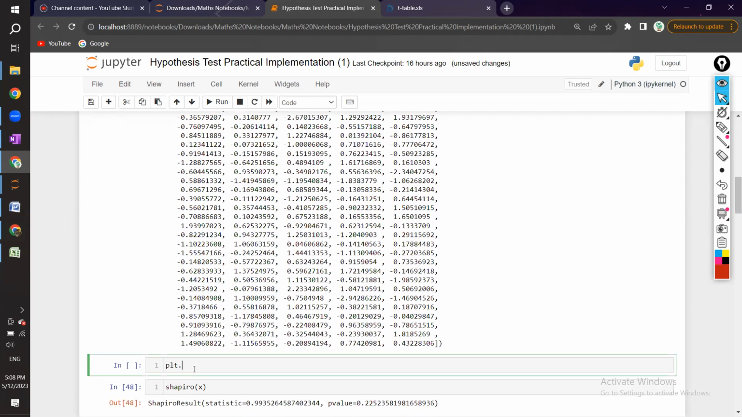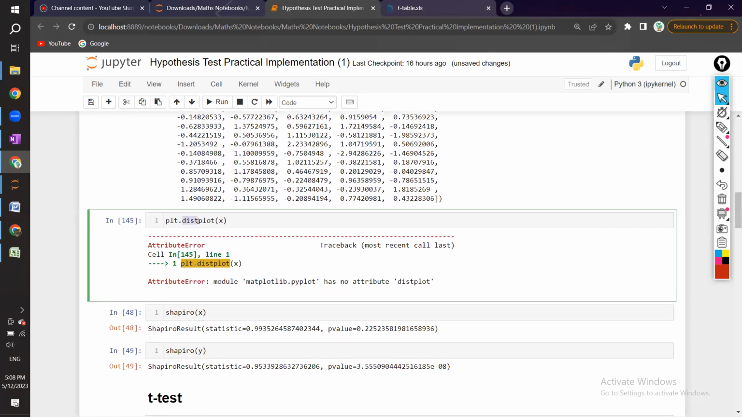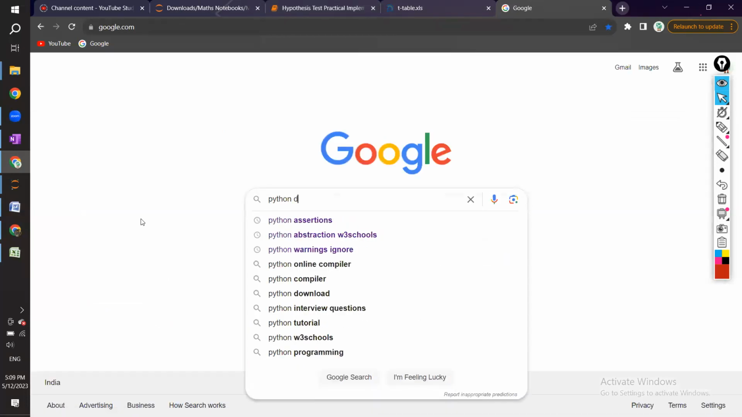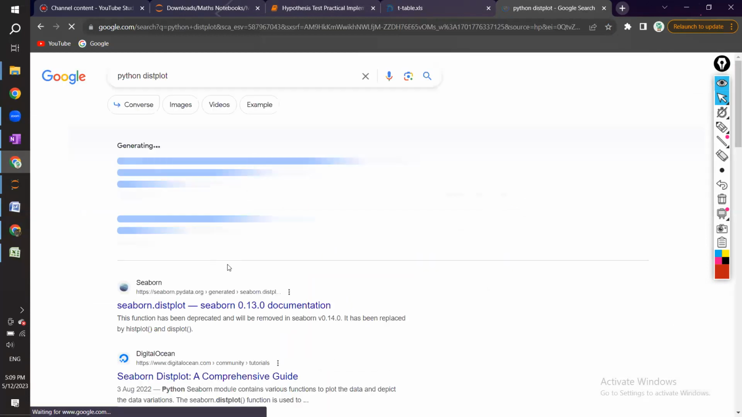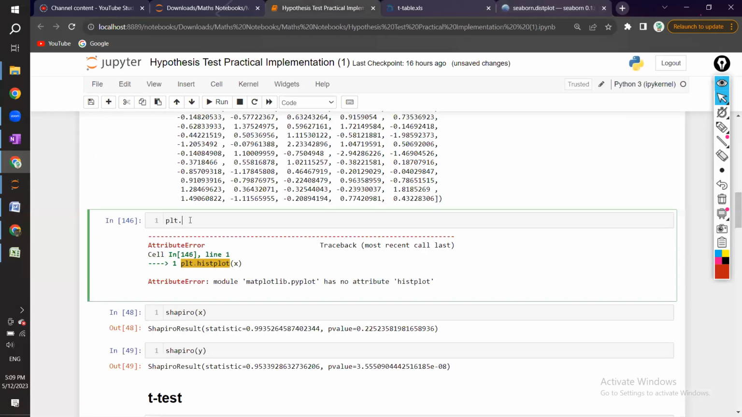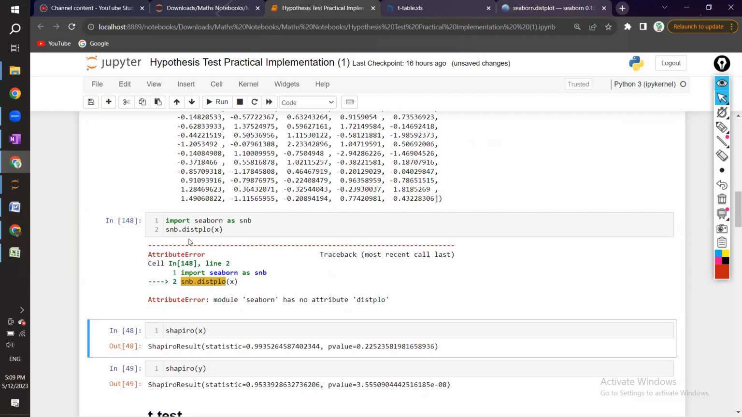How can I plot it? Dist plot, I think. How I plotted this, I forgot. See, sometimes we also forget, so simply Google it: plot distribution plot. Distribution plot is in Seaborn, it looks like. Sorry, I was taking it from matplotlib. So for that we need to import Seaborn as sns, and sns.distplot of x.